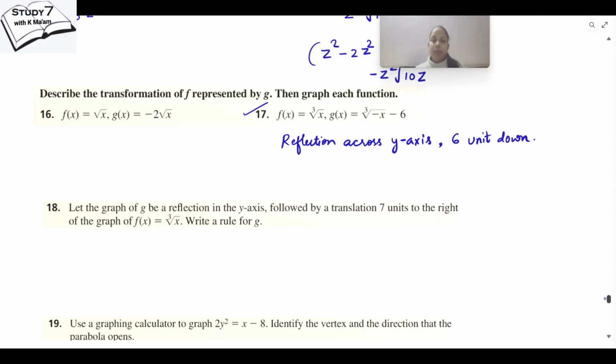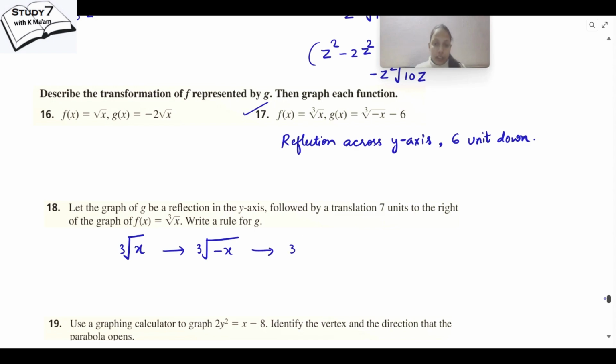Done. Let the graph of g be the reflection in the y-axis, followed by the translation 7 units to the right of the graph of f(x). It's a cube root of x. So cube root of x is going to translate with the new function. Let's see. It starts with cube root of x. Reflection in the y-axis. So that means your x changed to negative x. Followed by translation 7 units right.